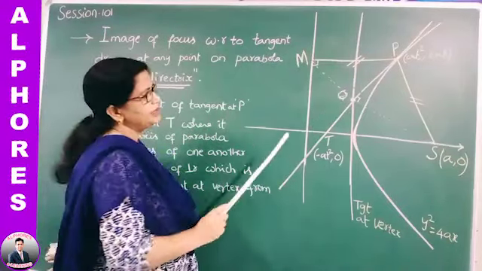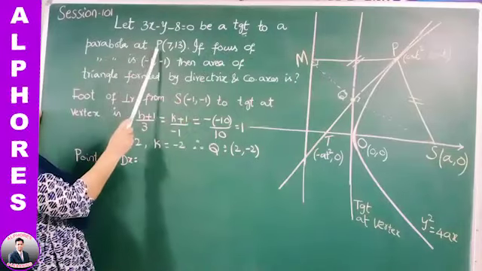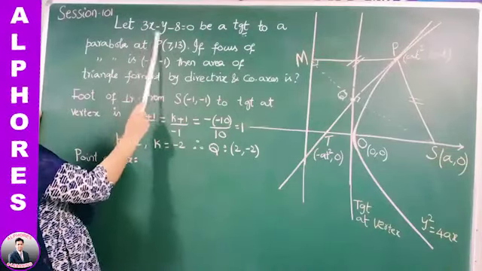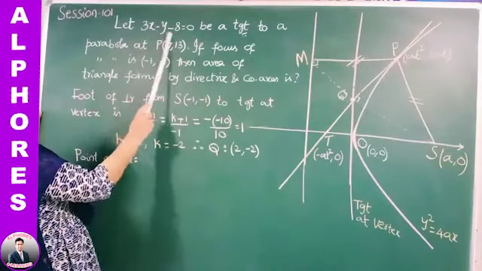Now observe a problem, students. Let 3x minus y minus 8 equals 0 be a tangent to a parabola drawn at the point 7, 13. So this is the tangent equation drawn to a parabola at the point 7, 13, and the focus of the parabola is given. Then they are asking for the area of the triangle formed by the directrix with the coordinate axes. So this is the problem, students.